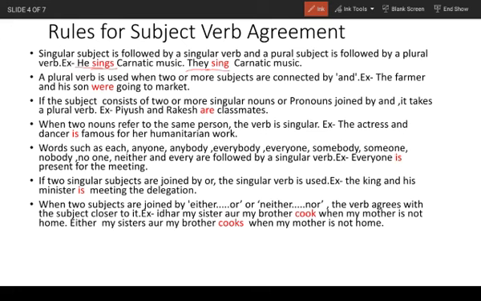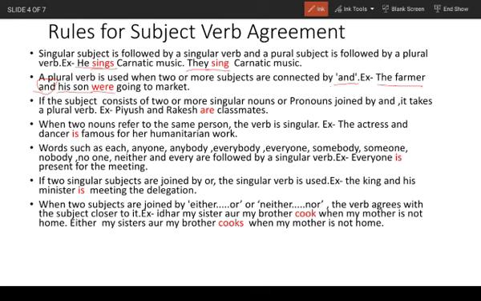A plural verb is used when two or more subjects are connected by and. Like the farmer and his son were going to the market. So here the farmer and his son are connected by and. So that's why we have used were, and were is a plural verb.